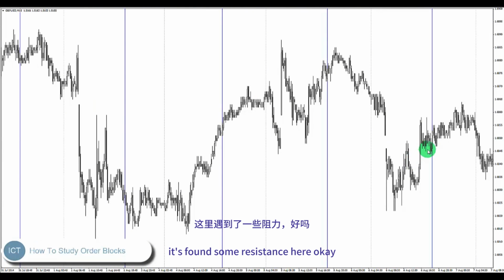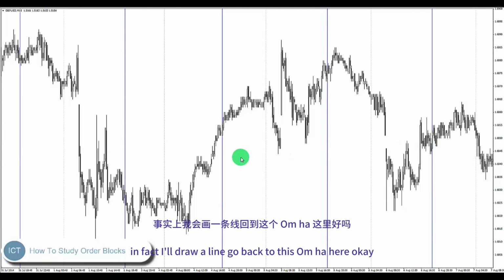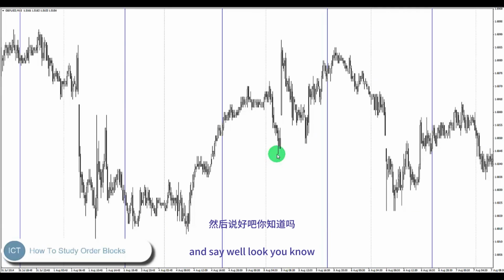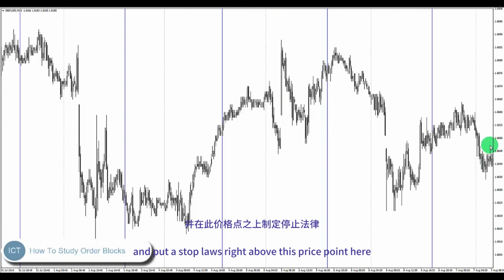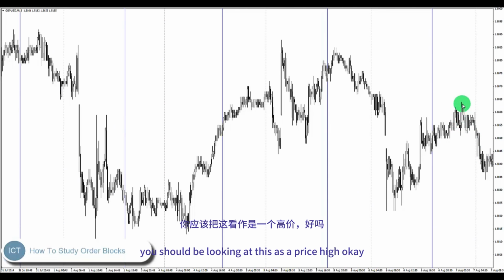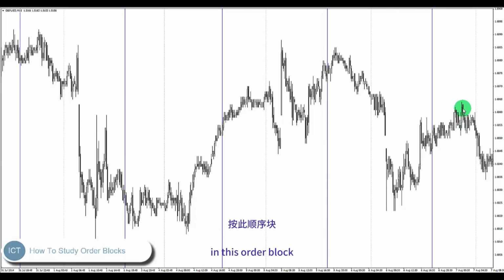Look, it's found some resistance here. In fact, I'll draw a line, go back to this high here. And say, well, look, this is clearly resistance. It's in a bear flag formation. It's been dropping. So we're going to sell it here and put a stop loss right above this price point here. You should be looking at this as a price high, in this order block.